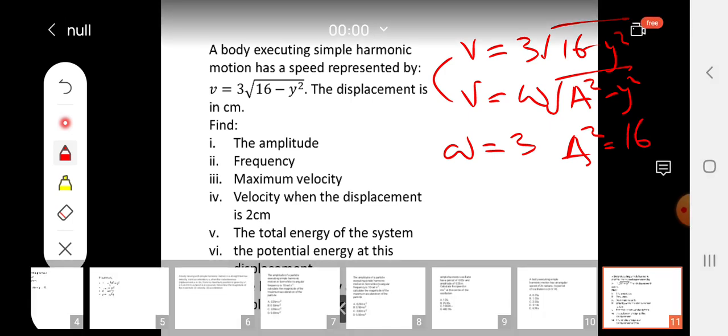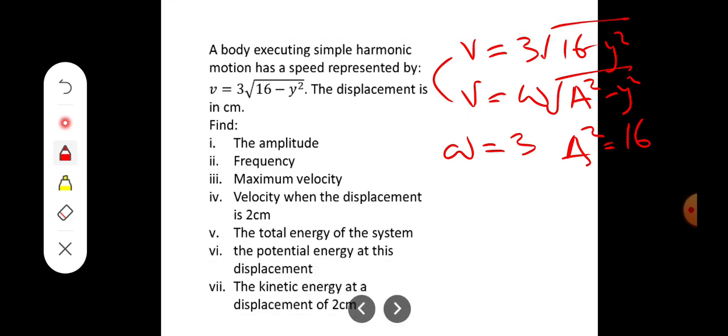Where a squared is where we have 16. Okay, so if a squared is 16, it means that a is equal to the square root of 16, which is 4. Beautiful. With this, we can answer any question. So we've answered the first one, which is amplitude. Amplitude A is 4. The second one here is frequency.